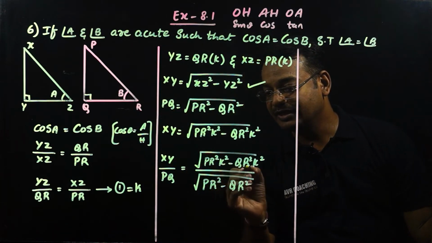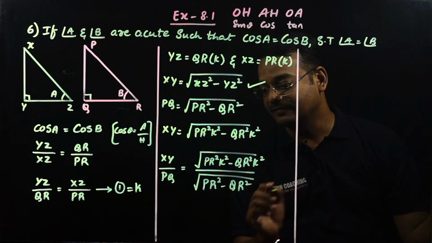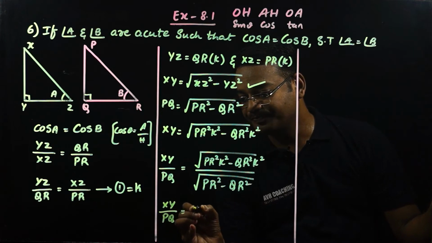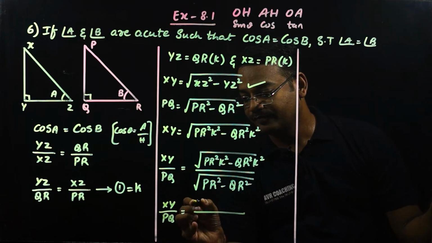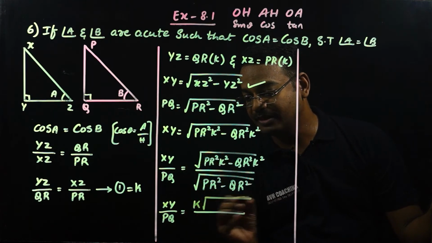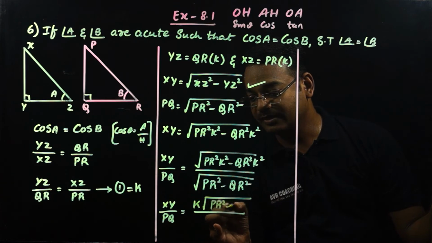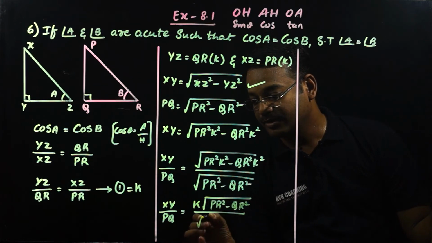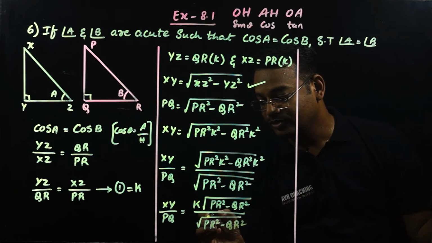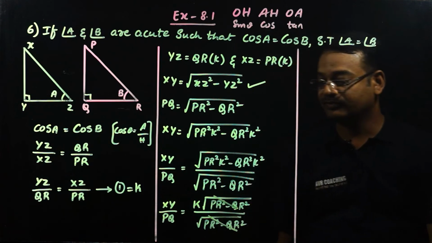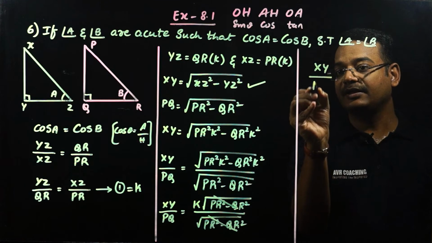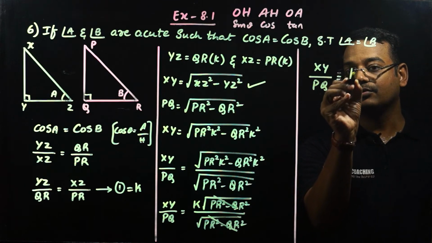So here if you clearly observe, K square is common, so we can write XY by PQ equal to K square, and if you bring it outside of the square root, it becomes only K. So this will be equal to K times root of PR square minus QR square by root of PR square minus QR square. So the PR square minus QR square terms get cancelled. We are only left with XY by PQ equal to K.